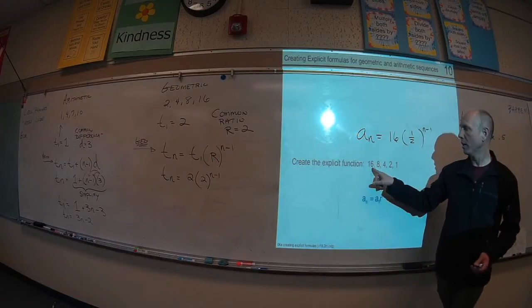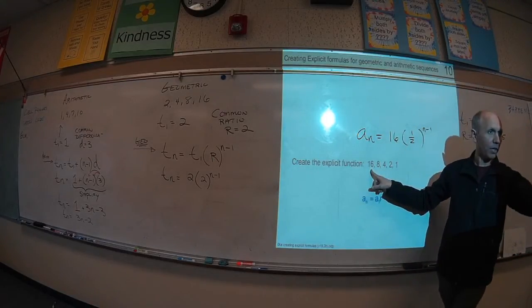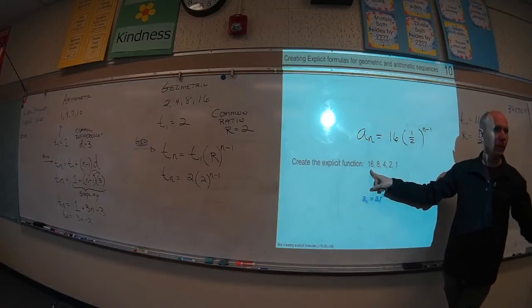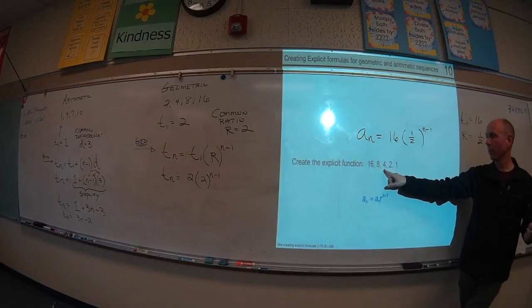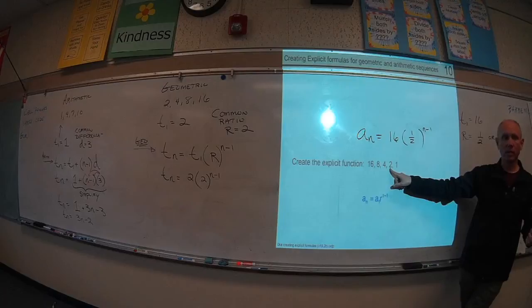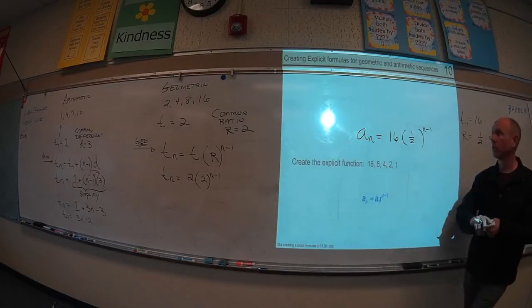If I plug in a 1, what should come out, Gavin? Out should come a 16. Jordan, I plug in a 2, out comes 8. Presley, I plug in a 3, out comes a 4. JJ, I plug in a 4, out comes a 2. Maddie, I plug in a 5, out comes a 1. Okay, let's start by plugging in a 2.